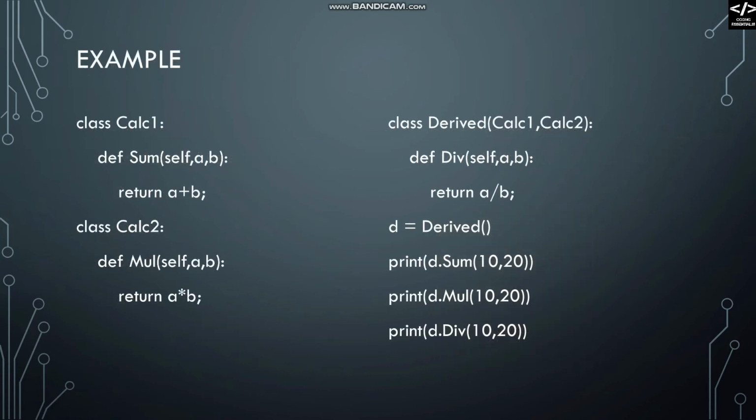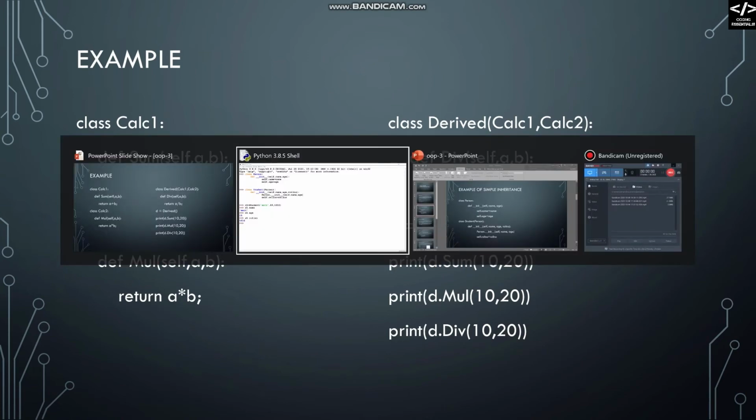Here's an example of calculation. In class calc1, we define sum with self, a, b, and it returns a plus b. Then inside calc2 we define multiplication, and in the derived class we define division. After we declare an object of the derived class, it can call all three functions from calc1, calc2 and itself. Okay, let me show you inside the shell.